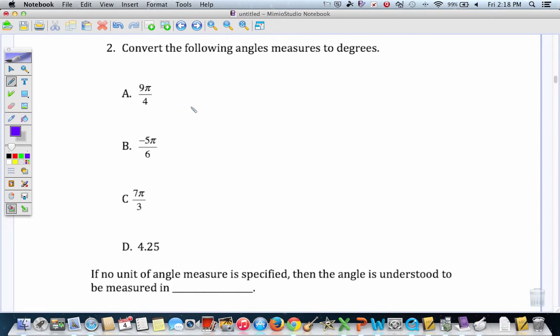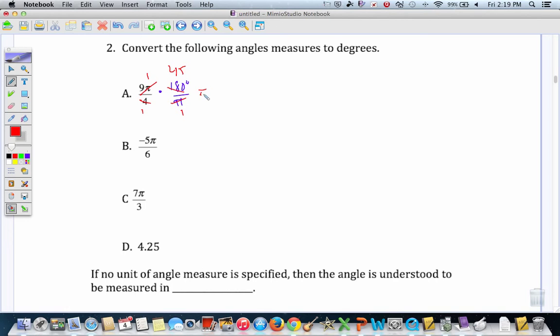Let's move on here. We have the opposite direction. We have radian measures to convert to degrees. Here we just flip the conversion factor over. So we multiply by 180 degrees over pi. To know that you're doing this correctly, two things are probably going to happen. Number one, the pi's are going to cancel each other out. And number two, we're going to insert the degree symbol.